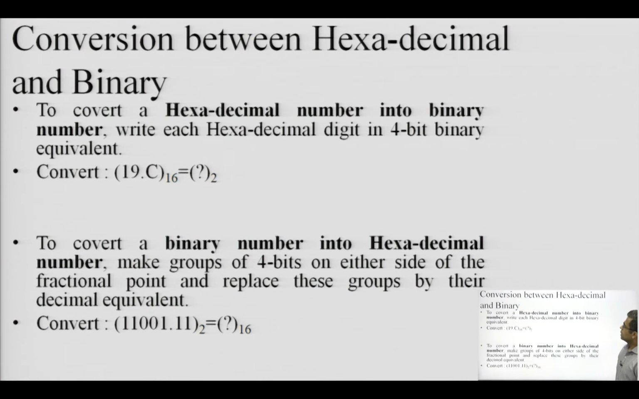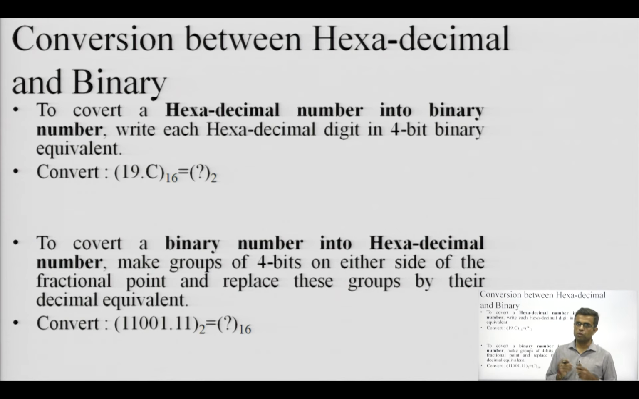Now, coming to the conversion between hexadecimal and binary numbers. I am provided with a number 19.C. This is the same number which we had generated in the first slide while we were converting 25.75 into hexadecimal. So, again the answer should be 11001.11, but to verify this, the rule is very simple. Like in the case of octal and binary, where we had represented each octal digit by a 3-bit binary representation, in this case we will be representing each hexadecimal digit by a 4-bit binary equivalent.